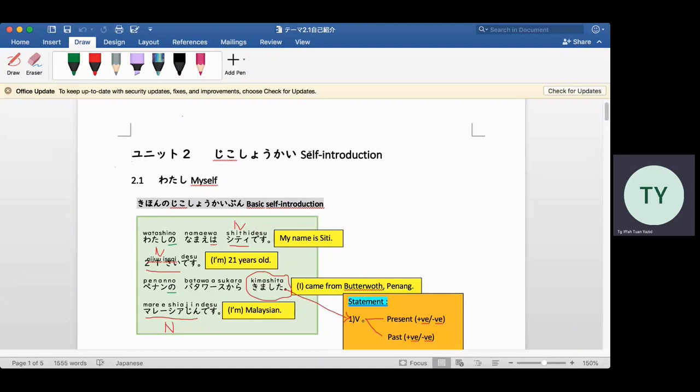Shokai, self-introduction. Unit 2 is Unit 2. Jiko is self. Shokai is introduction, right? Okay. Watashi, topic. 2.1, watashi means myself or I lah. Okay. Kihon no jiko shokai bun. Basic self-introduction. Okay.